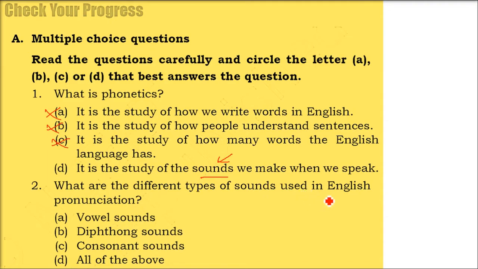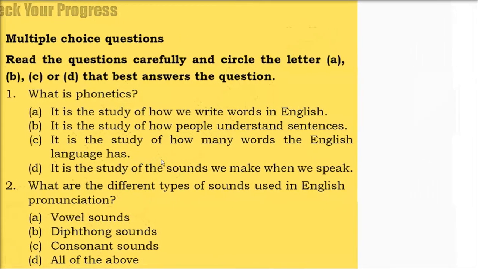What are the different types of sounds used in English pronunciation? Vowel sounds? Yes. A, E, I, O, U, these are 5 vowels. Diphthong, that is when you combine these vowels, and then consonants. If you subtract A, E, I, O, U from A to Z, it will give you consonant sounds. So all of the above is the correct answer.